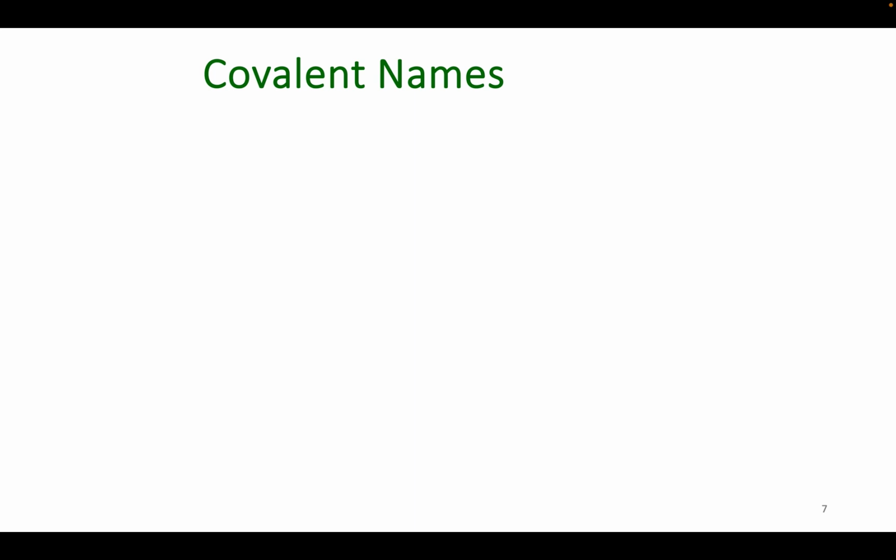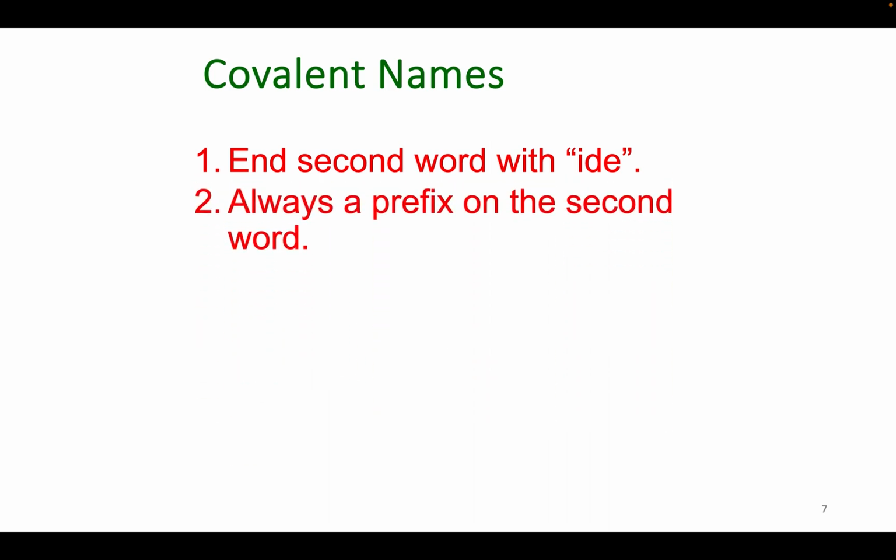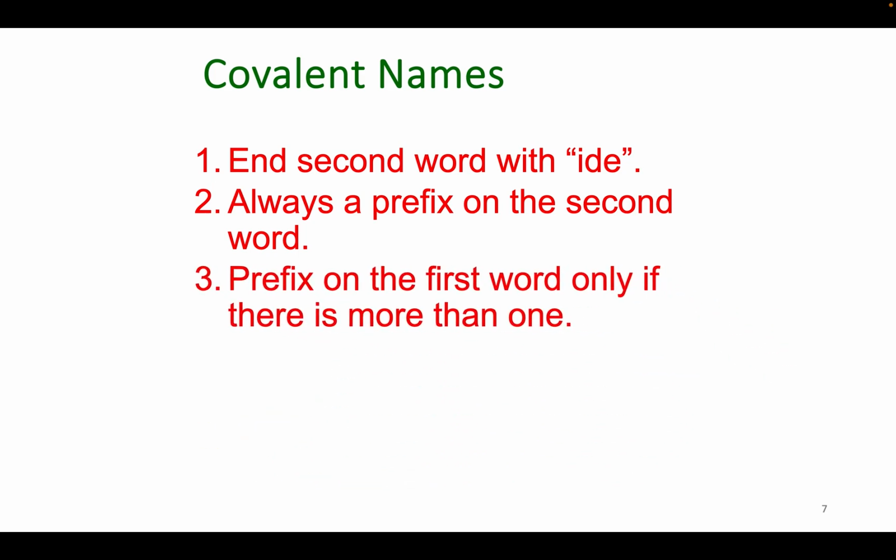way of doing this. The rules of naming covalent things are: the second word ends with IDE. Whatever its word is, you lop off its ending and replace it with IDE. So carbon becomes carbide, oxygen becomes oxide, phosphorus becomes phosphide. They always end in IDE. That's the second word. And the second word always gets a prefix, even if it's just mono. The first word gets a prefix if there's more than one. So you just don't put mono on the first word. Okay, so that's basically how it works.